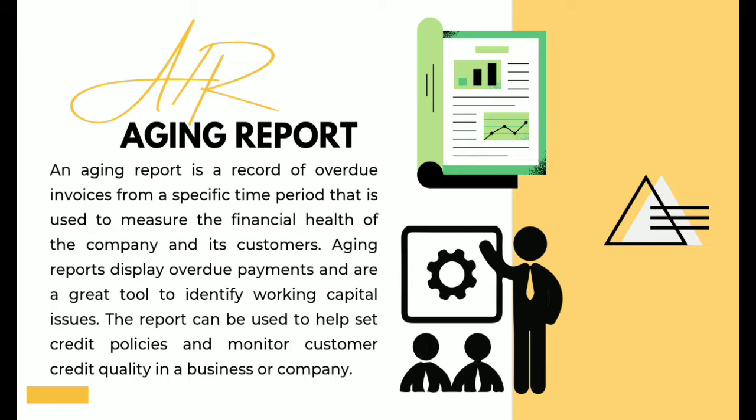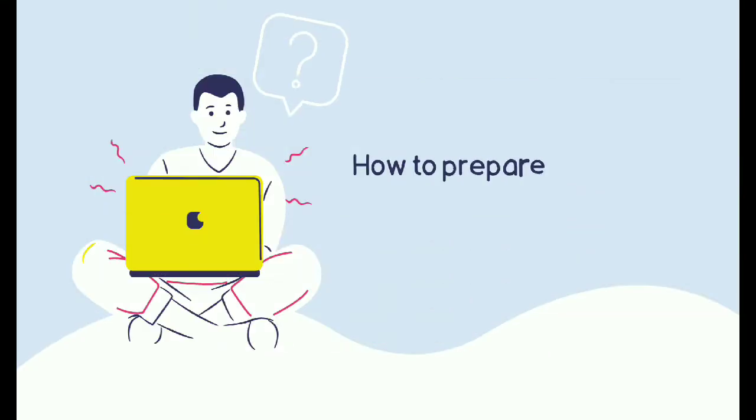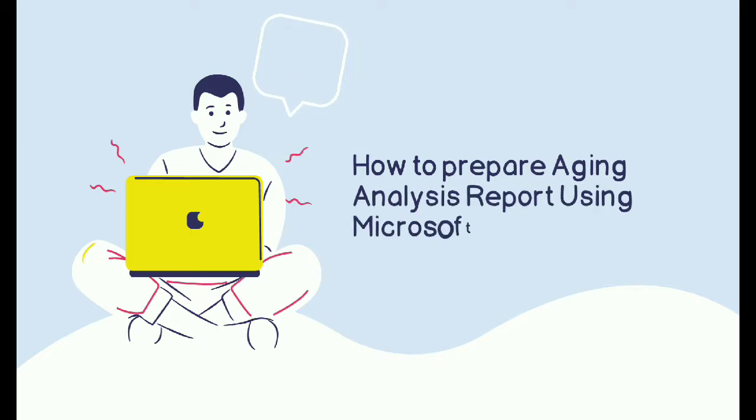Aging reports display overdue payments and are a great tool to identify working capital issues. The report can be used to help set credit policies and monitor customer credit quality in a business or company. Now, the question is how to prepare an aging analysis report using Microsoft Excel or Google Sheets. But for now, Google Sheets is our highlighted application as it is available for our laptop.